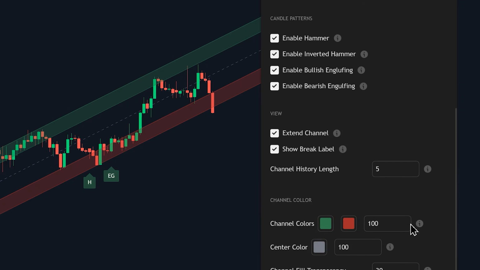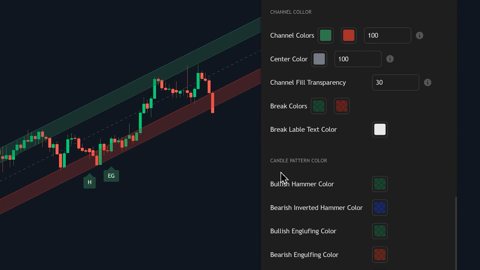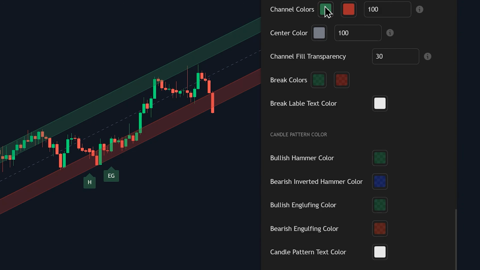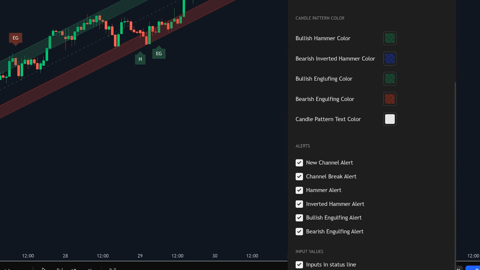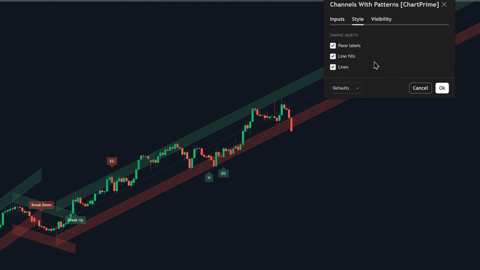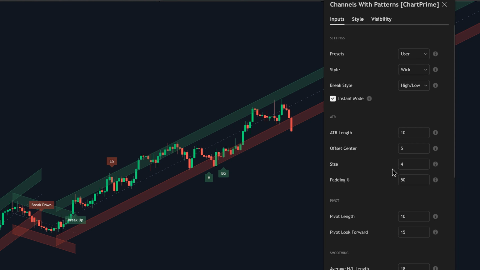Plus, there are all the visual tweaks you'd expect under both Inputs and Style tabs, changing channel colors, fill transparency, break label colors, candle pattern colors, and even setting up alerts for things like new channels, breaks, or specific candle patterns appearing. It gives you a lot of control to get it looking and working just how you like it.